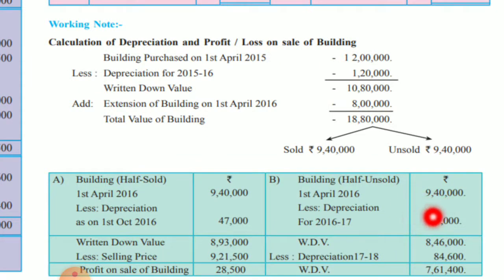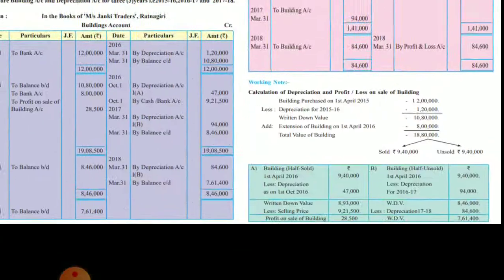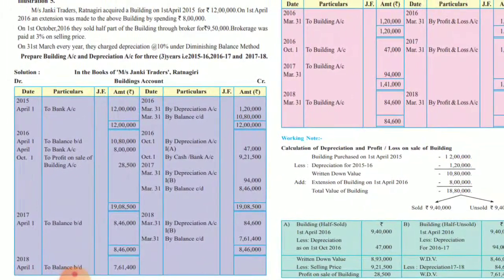9,40,000 less 90,000 will give us 8,46,000, and on this 8,46,000 what we are supposed to do? We are supposed to calculate depreciation, that is at 10% पूरे year का. So it will give us 84,600. So the written down value on 1st April 2018 will be 7,61,400. ये हो गया हमारा वर्किंग नोट.